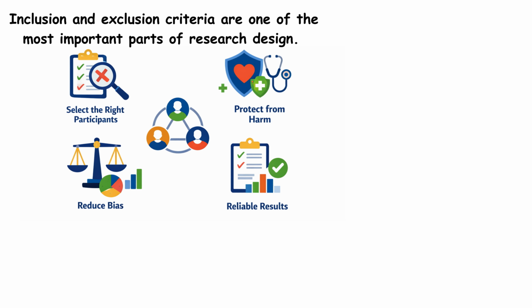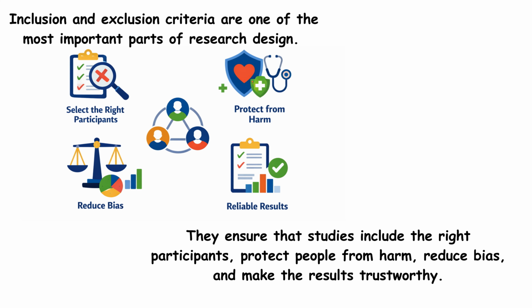Inclusion and exclusion criteria are one of the most important parts of research design. They ensure that studies include the right participants, protect people from harm, reduce bias, and make the results trustworthy.